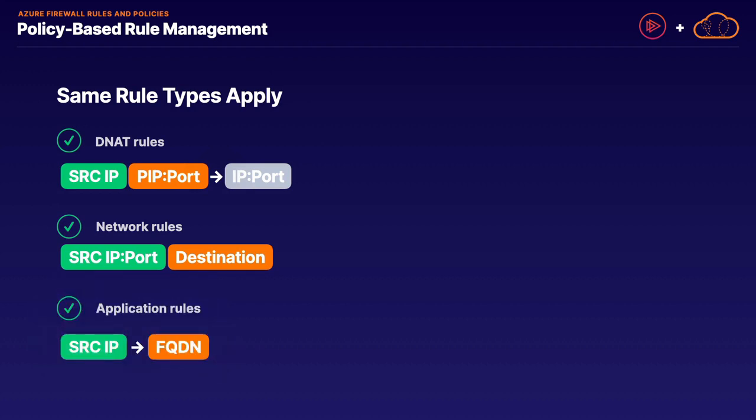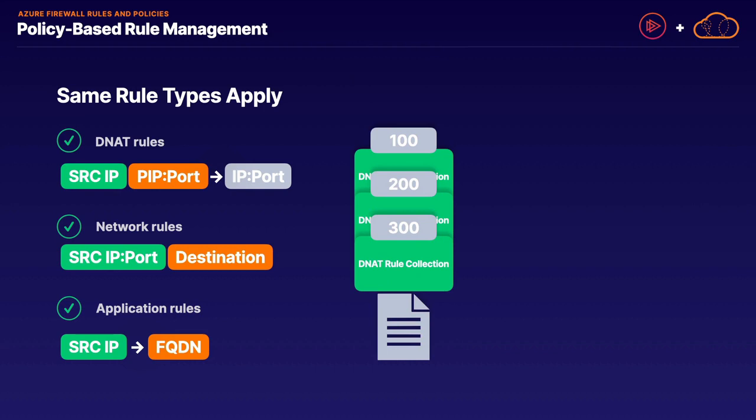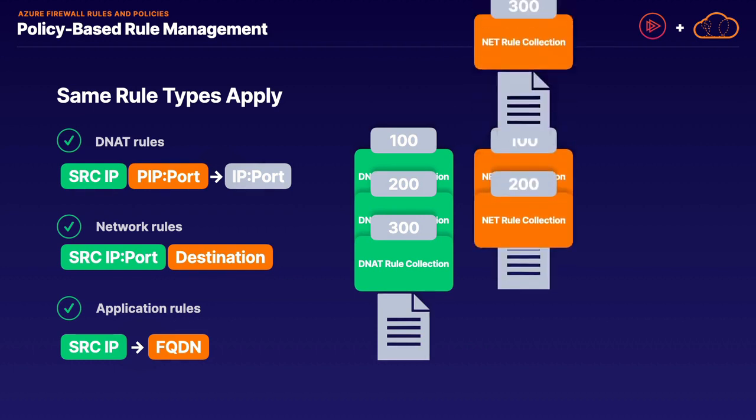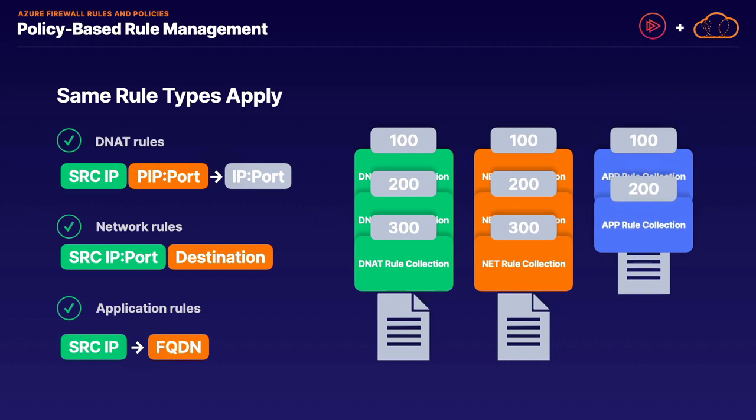And we still have the idea of rule collections of various priorities for each type, right? 100, 200, 300, as far as a priority number for the DNAT rule collections. Same thing for our net rule collections. We might have multiple rule collections and we'll put them in a priority. The lower the number, between 1 and 65,000, the higher priority that collection has. And then we have the same thing with application rules.